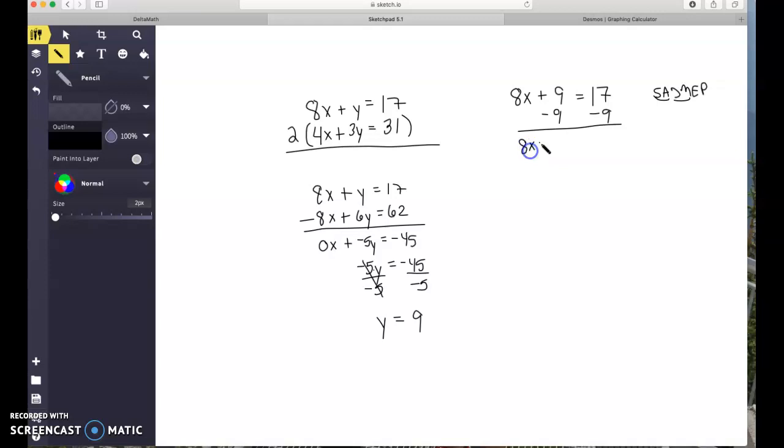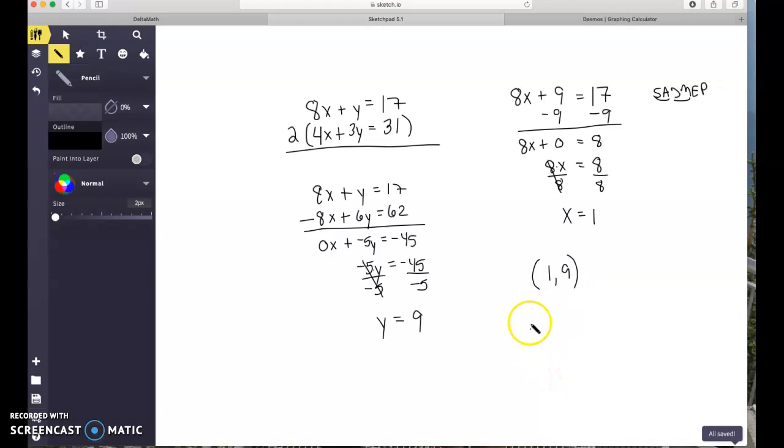So I've got 8x plus 9 minus 9 is 0. And let's see here, 17 minus 9, that will give me 8. 8x plus 0 is just 8x. I want to get x all by itself, so I'm going to undo that multiplication by 8 by doing the opposite of multiplying, which is dividing. If I do it to one side of my equal sign, my properties of equality tell me I have to do it to both. 8 divided by 8 leaves me with 1x, and 8 divided by 8 on the right side leaves me with just 1. So my solution to this system of equations would be 1, 9.